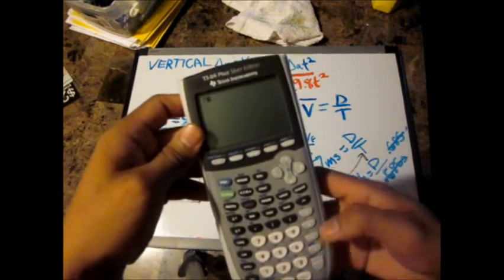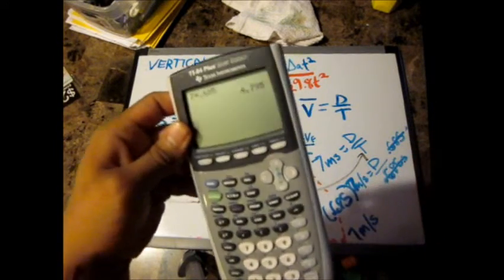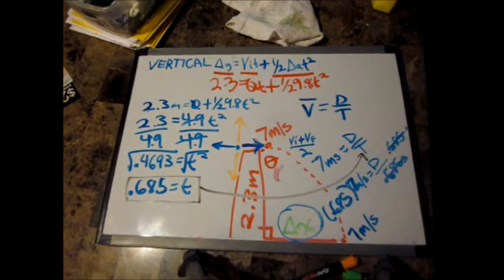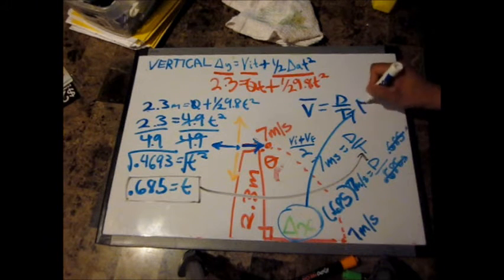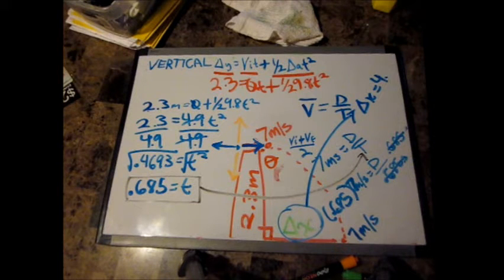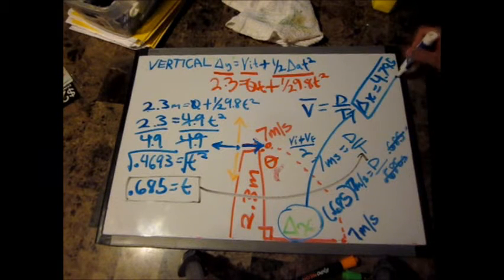Seven times 0.685 is 4.795 meters. So this change of x equals 4.795. Do you see that? Now it looks all messy because it's all on one board, but as you can see, it makes logical sense. And if you don't understand it, go ahead and rewind it again.